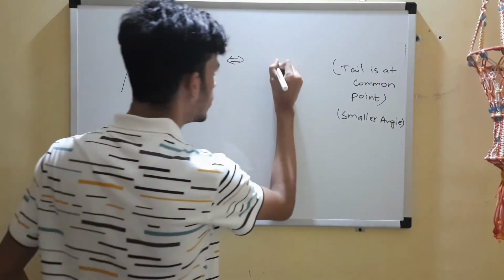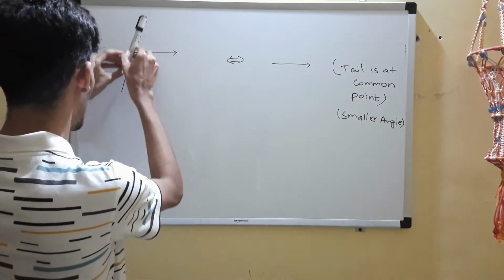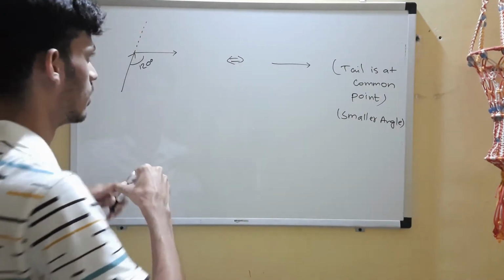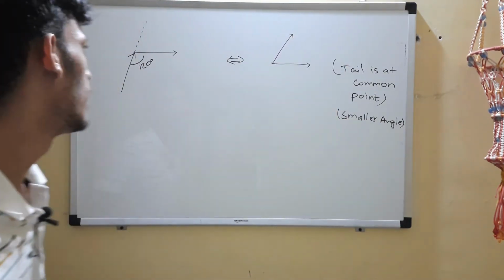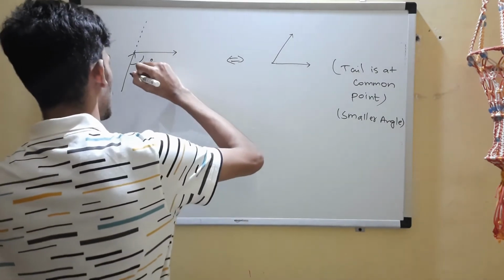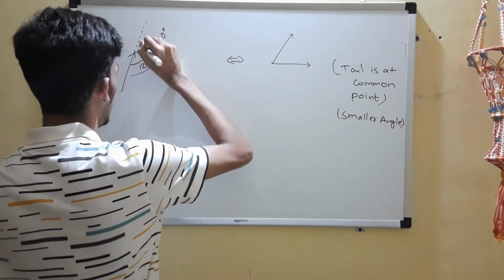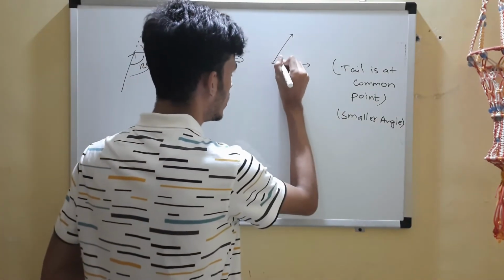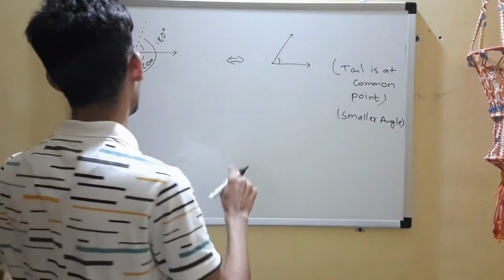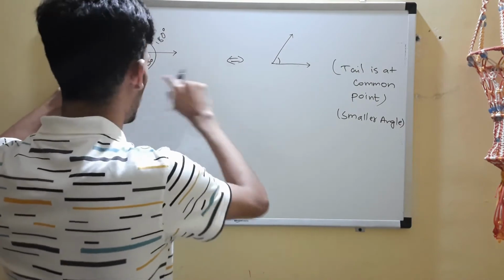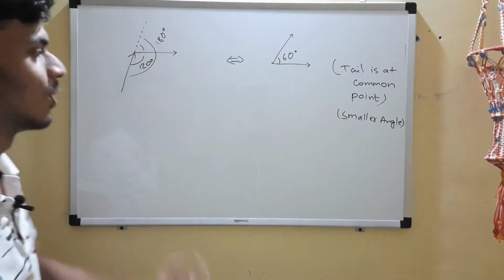So what you have to do is shift the vectors parallelly. You shift this one over here. Now can you see that the total angle was 180, a straight line, and this is 120. We have to measure the smaller angle, with the tail at a common point. So this angle will be 180 minus 120, which is 60 degrees. So 60 degrees is the correct answer, not 120.